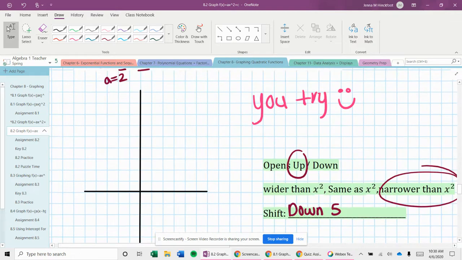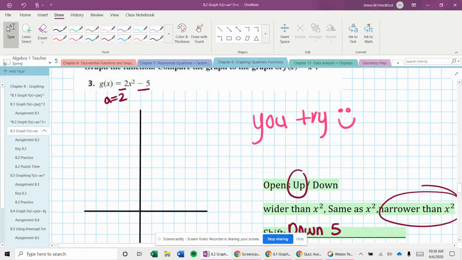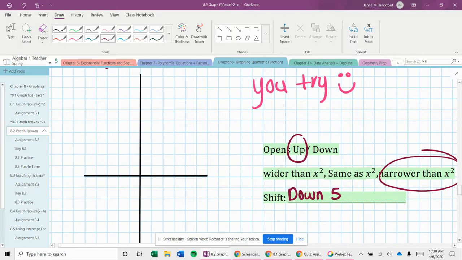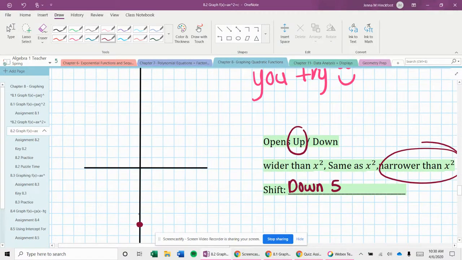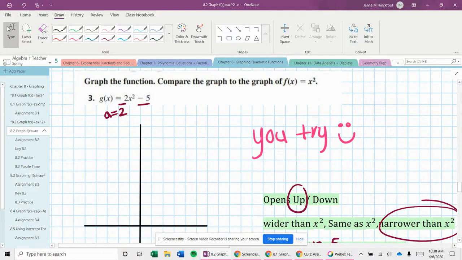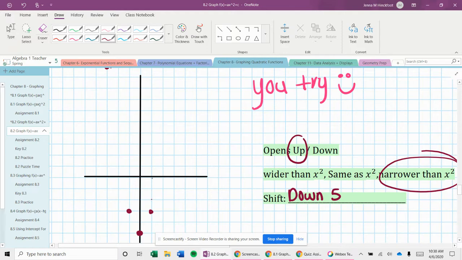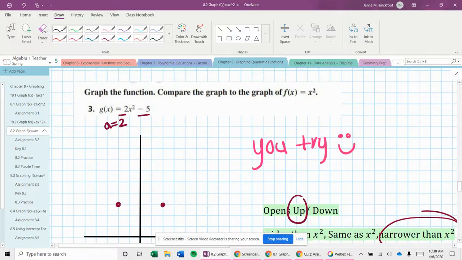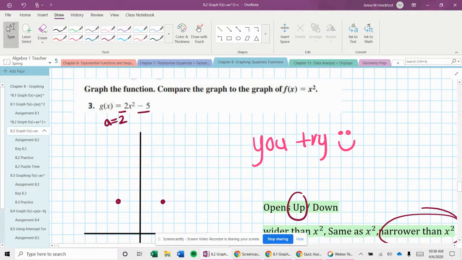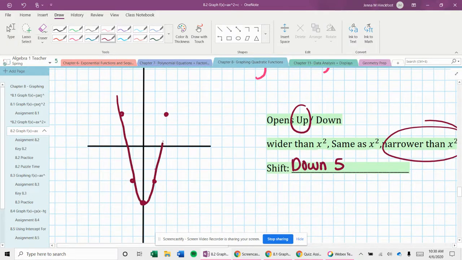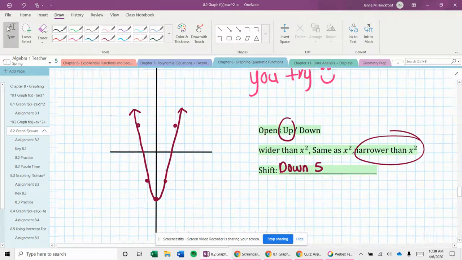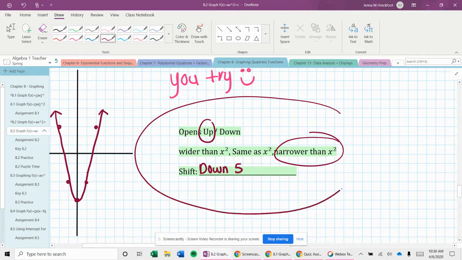And then let's graph that in case you did. So if you're going down 5, 1, 2, 3, 4, 5. A is 2, so 1 times 2 is 2, up 2 over 1. 3 times 2 would be 6, so 1, 2, 3, 4, 5, 6 over 1. What you do to one side, you do to the other. And then 5 times 2 would be 10, which would go off the graph. So let's stop there. And that's what your graph would look like. So that's it for 8.2. These are the questions you'll be asked on your assignment.